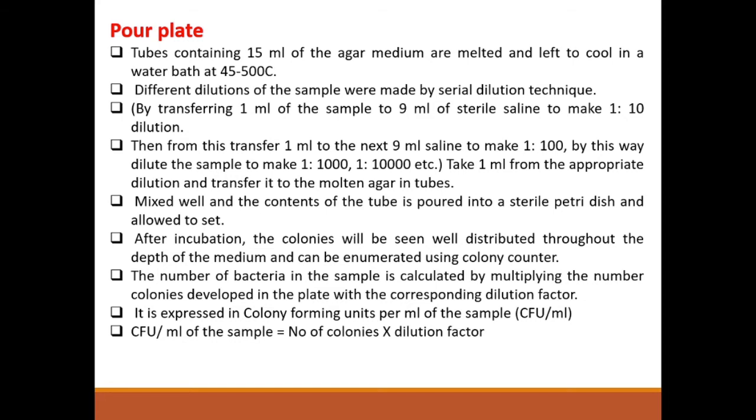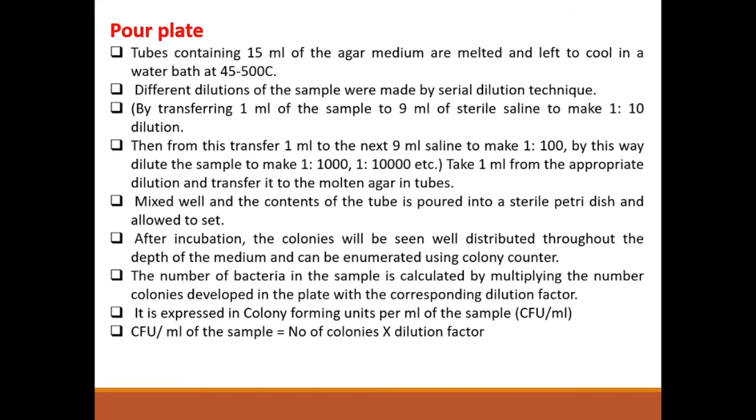From each dilution tube, 10 raised to minus 1, minus 2 and so on, take 1 ml and transfer it to the molten agar in tubes. We have different tubes with 15 ml agar already kept in a water bath. Take one of them and add 1 ml from the 10 raised to minus 1 dilution. Then shake it, mix it properly, and immediately pour it into a sterile petri dish.